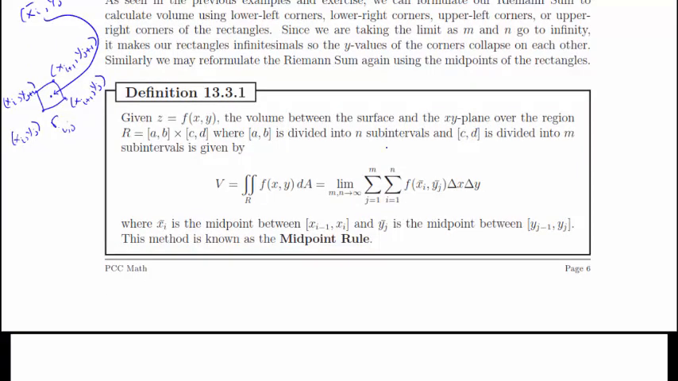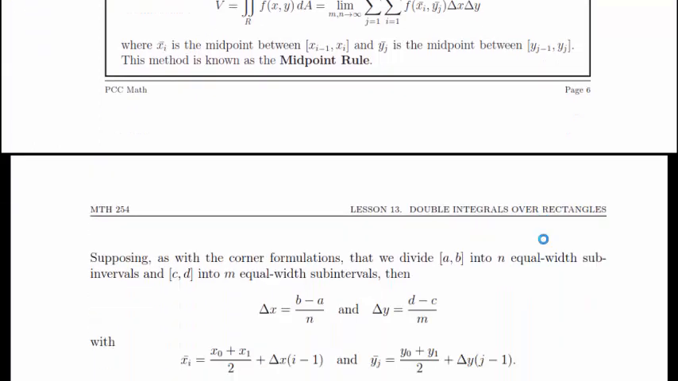So definition 13.3.1: given z equals f of x comma y, the volume between the surface and the xy plane over the region R equals a to b in the x direction and c to d in the y direction, where a to b is divided into n subintervals and c to d is divided into m subintervals, is given by the volume equals the double integral over the region of f of x comma y with respect to capital A, the area, equals a limit as m and n go to infinity of the sum from j equals 1 to m and i equals 1 to n of f of x sub i bar comma y sub j bar times delta x delta y, where x sub i bar is the midpoint between x sub i minus 1 and x sub i, and y sub j bar is the midpoint between y sub j minus 1 and y sub j. This method is known as the midpoint rule.